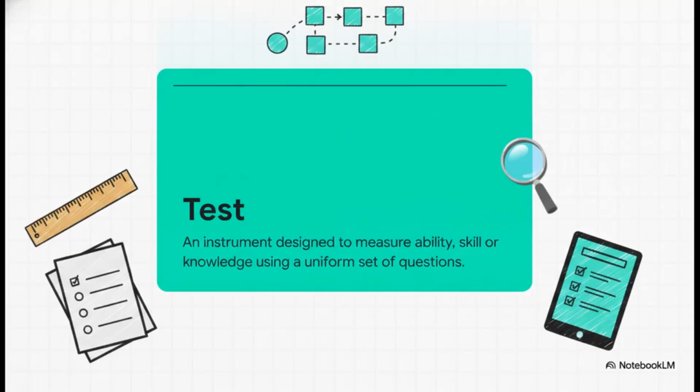In everyday conversation, we use terms like test and evaluation interchangeably all the time, but to a teacher, they mean very different things. Let's start with a test. A test is simply the tool itself. It's the physical paper, the digital form, or the specific procedure used to gather info. Think of it like a ruler. It's just a uniform instrument designed to measure a specific skill or area of knowledge.